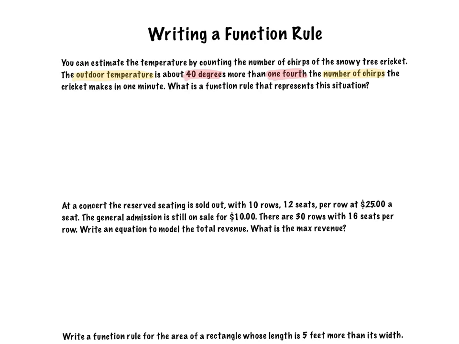So I want to define variables, right? I'm going to use X and Y just to keep things the same. So Y is, remember, my dependent variable. Y is what I'm figuring out. So am I figuring out the number of chirps, or am I figuring out the temperature? The temperature. So my Y is going to be the outdoor temp, which means my X has to be the number of chirps. So I define my variables, then I can start writing this.